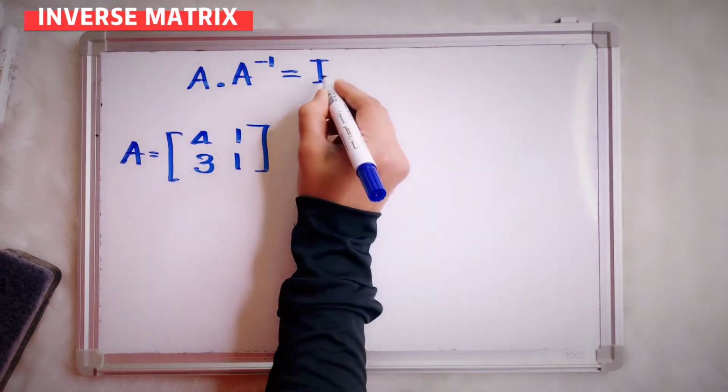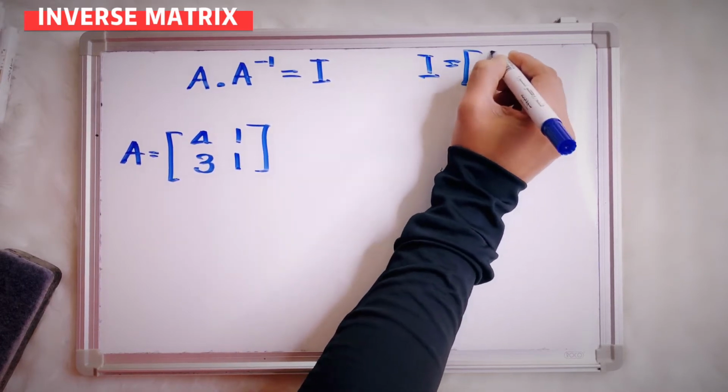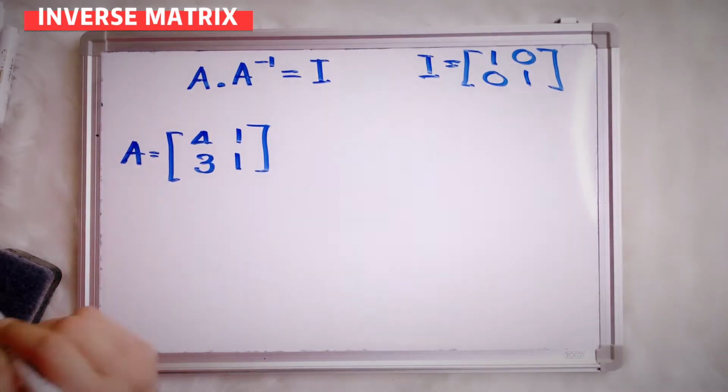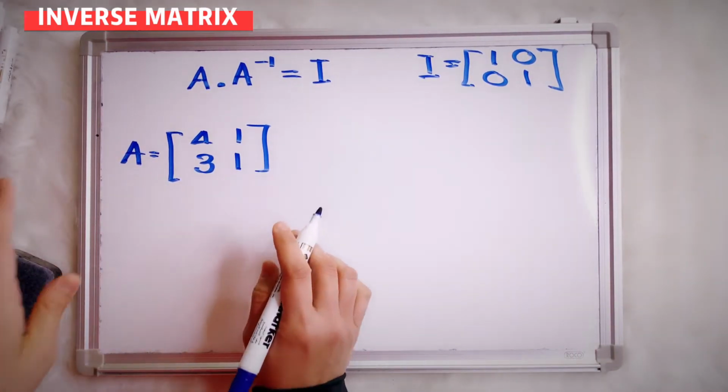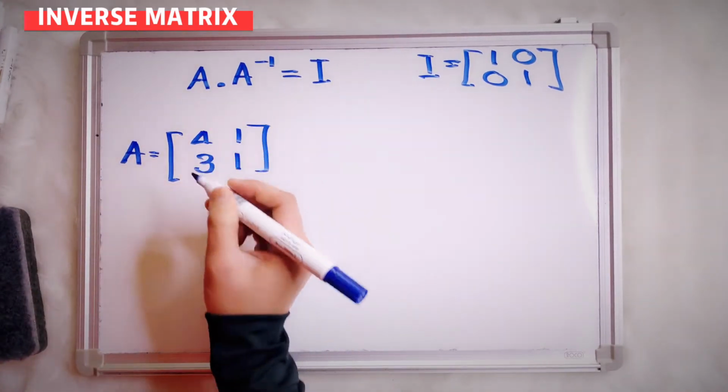So what is a matrix identity? Identity is 1, 0, 0, 1. Okay, this is matrix identity. Now, so we have to find what is the matrix inverse for A, okay?